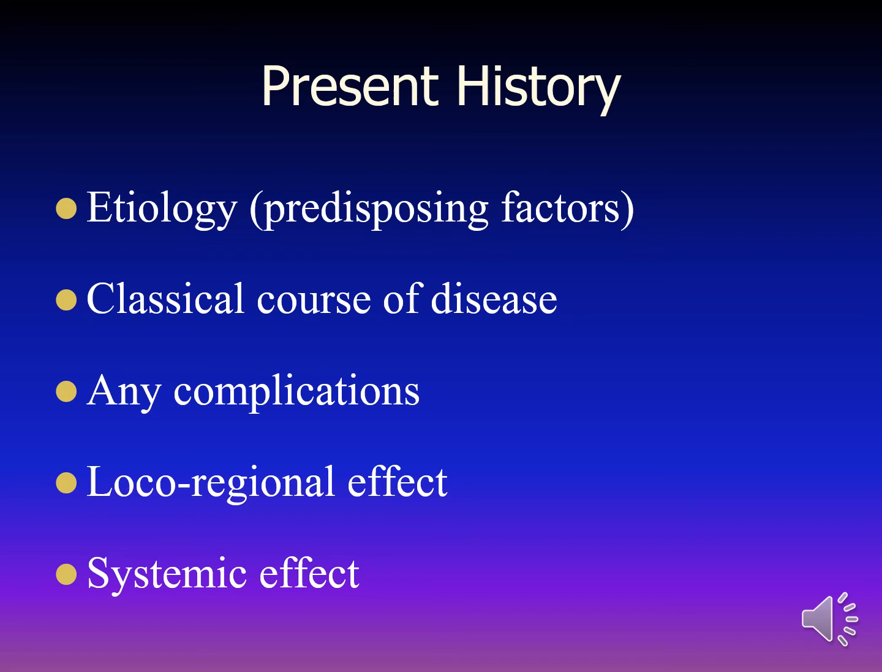Second is the classical course of the disease. Each disease has a classical course. For example, the hernia is presented as a lump at the anatomical site of hernia, increasing in size with effort, decreasing on lying down or resting. This is a classical course. It is applied to all hernias. And the same is the classical course of the goiter, classical course of a varicose vein, classical course of breast lump, benign or malignant. So you have to mention the classical course of the disease.